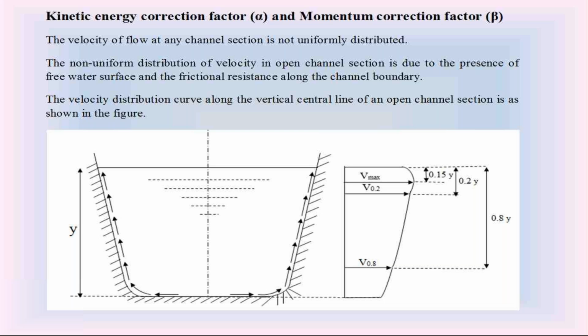So in open channel water flow, the actual kinetic energy of flowing water in the open channel is equal to the kinetic energy correction factor alpha into the kinetic energy of water flow in the open channel by using the mean velocity of water flow. That is the equation.